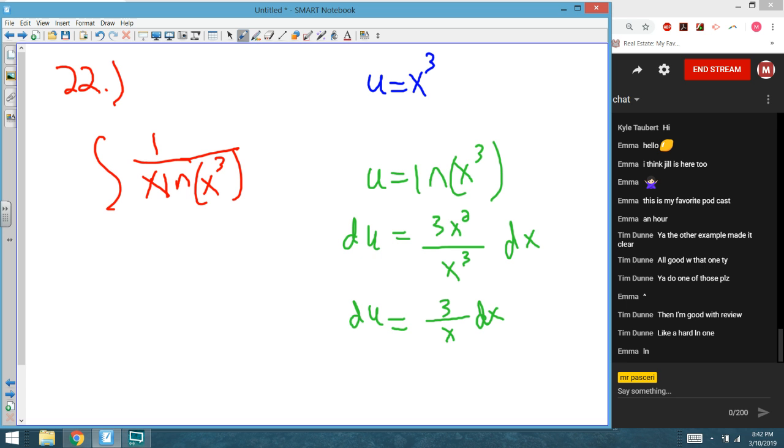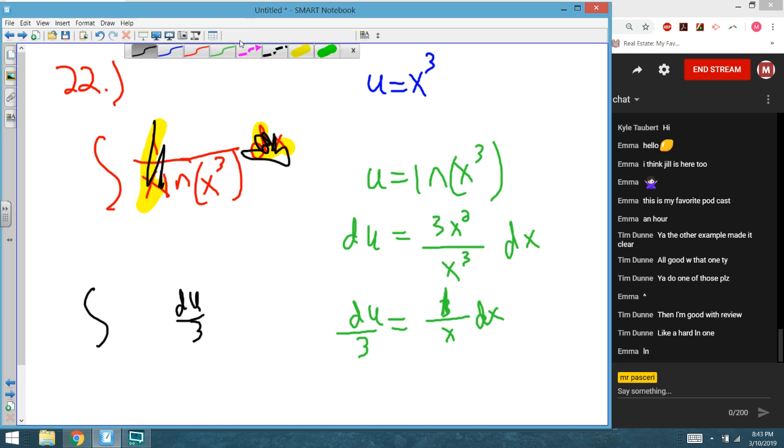So if I was to divide by 3, I'd have just 1 over x dx. What I'm saying to you is this 1 over x dx is going to be taken care of right now by the du over 3. So that's done. That's gone. Great.